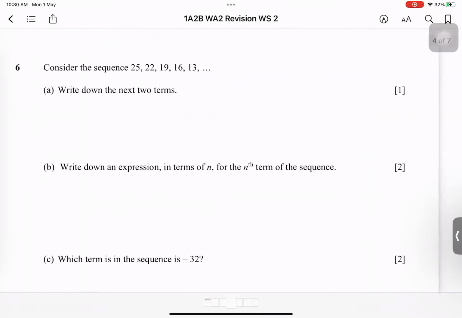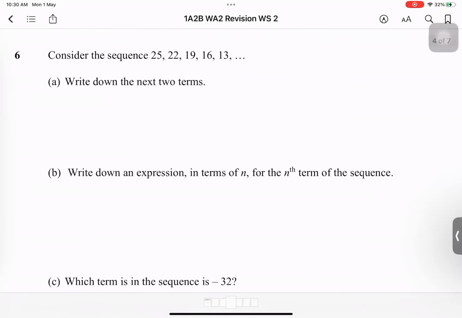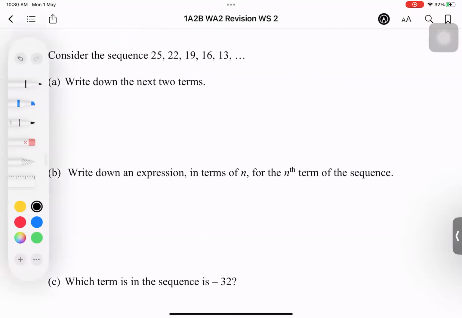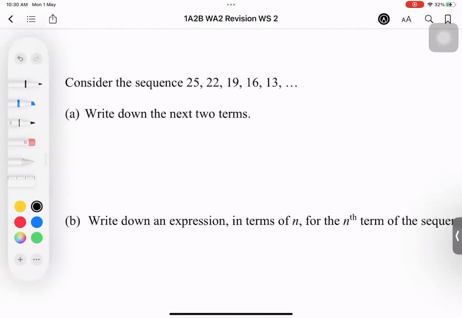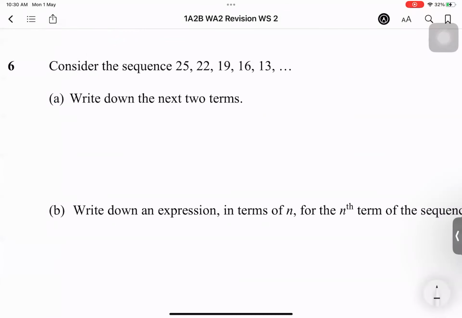Next question. This one is a pattern, please pay attention. It is our recent topic that we just learned in class, maybe you cannot remember how to do it already. Consider the following sequence. What do you notice about the sequence? 25 goes to 22. What happened? -3. Then 22 to 19, still -3. Write down the next two terms. 10.